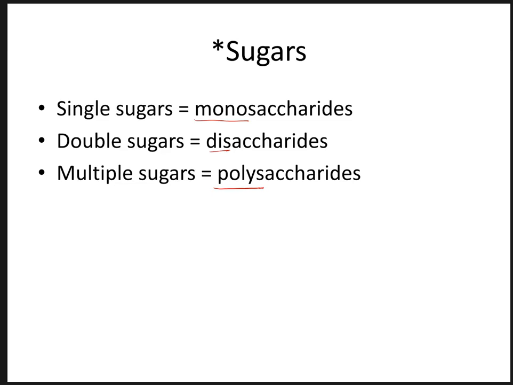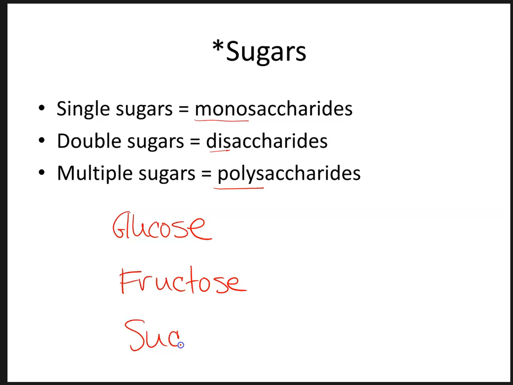So some examples of sugars are glucose, fructose, which is the sugar that's in fruit, and sucrose, which is table sugar, like the sugar that we use to make cakes and to put in coffee, for example. Those are considered to be simple sugars.